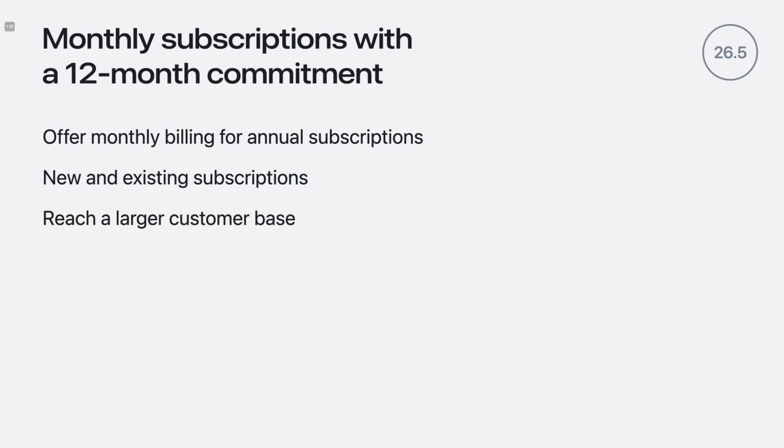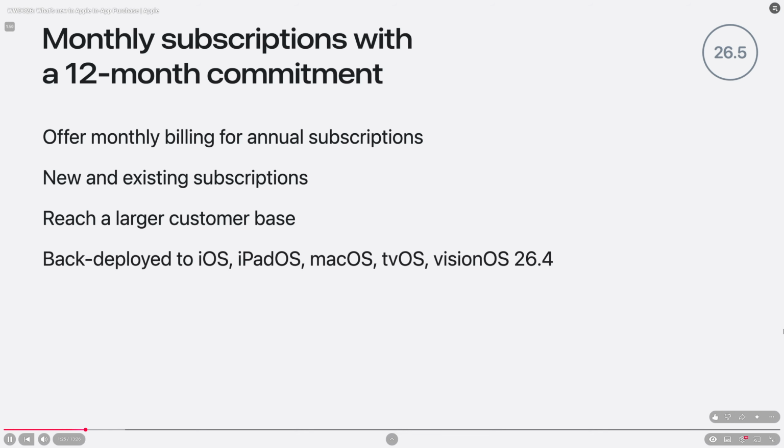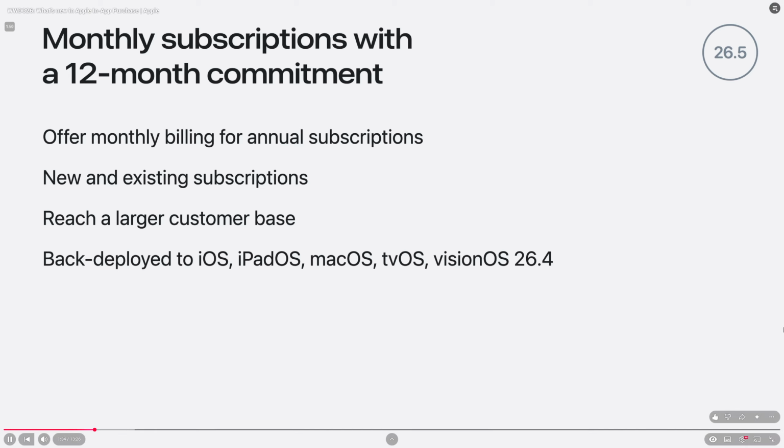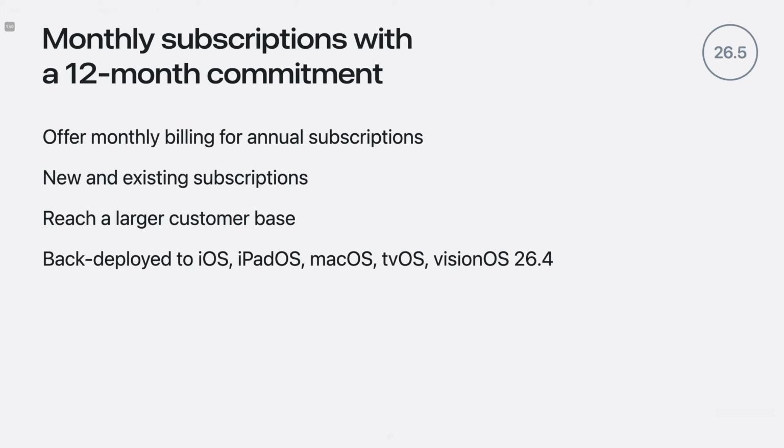By providing customers with the option to pay upfront or monthly, you can reach a larger customer base and allow the customer to choose which billing plan best suits their needs. Once you compile your app against the 26.5 SDK, customers in available markets can subscribe to the new billing plan inside your app on devices running iOS, iPadOS, macOS, tvOS, or visionOS 26.4.